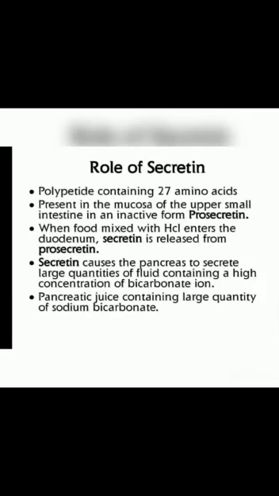Pancreatic juice containing large quantity of sodium bicarbonate is helpful to neutralize the acid content of substances emptied into the duodenum from the stomach. The reaction is as follows. Carbonic acid dissociates into water and carbon dioxide. Carbon dioxide is absorbed into the body fluids. A neutral solution of sodium chloride is left.